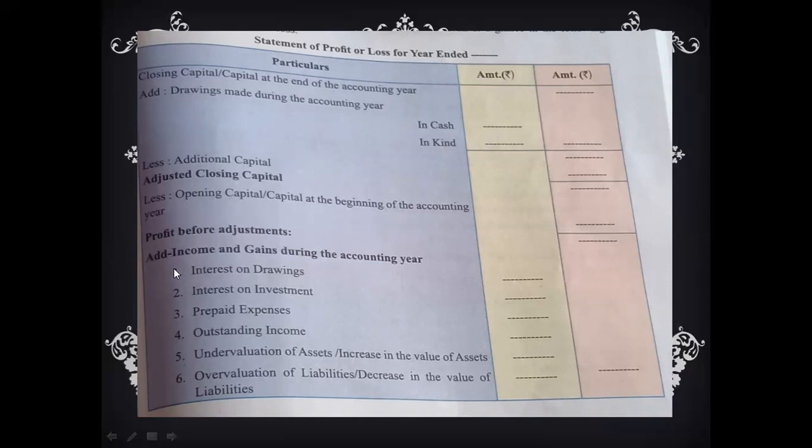And after adjustments, add income and gains during the accounting year: interest on drawings, interest on investment, prepaid expenses, outstanding income, undervaluation of assets or increase in the value of assets, overvaluation of liabilities or decrease in the value of liabilities.